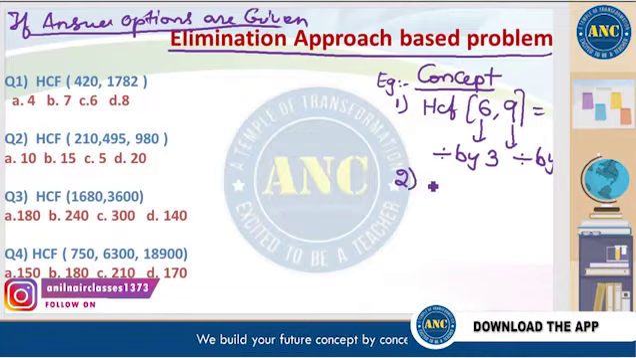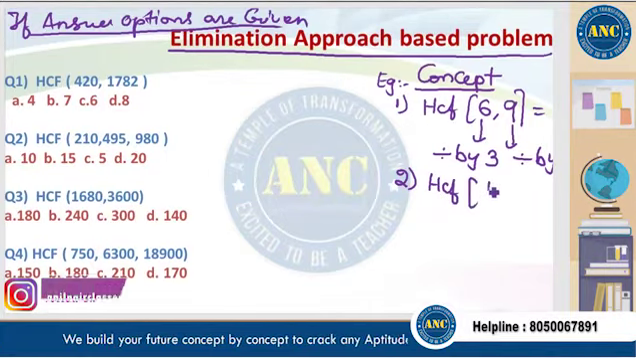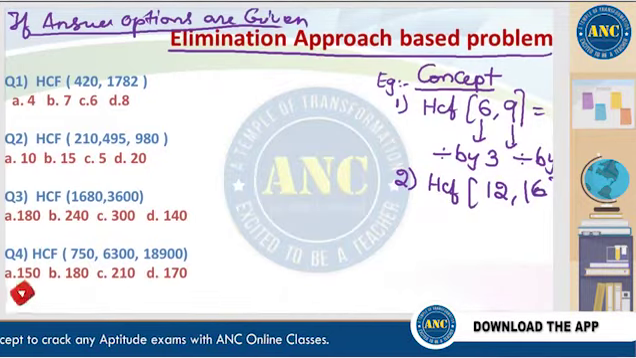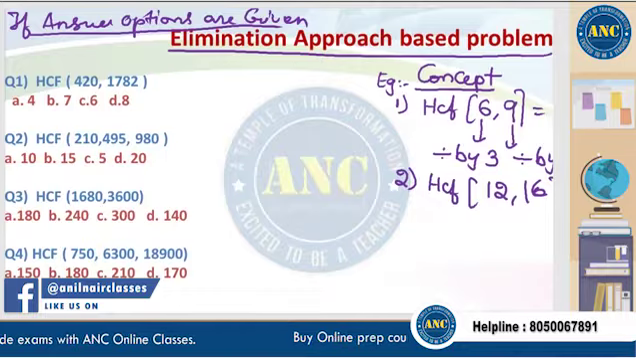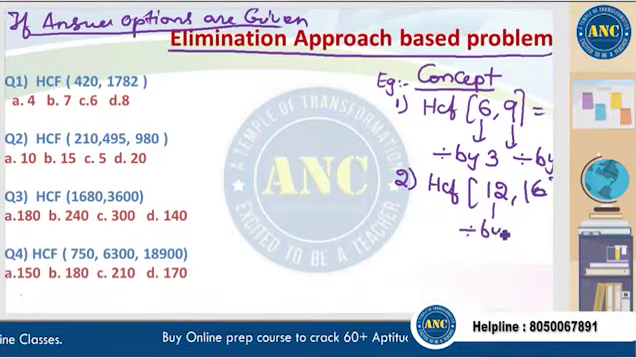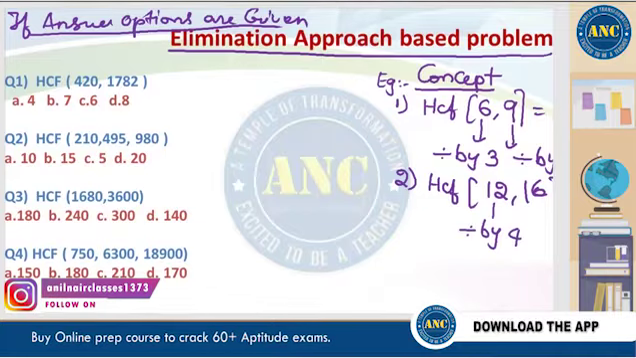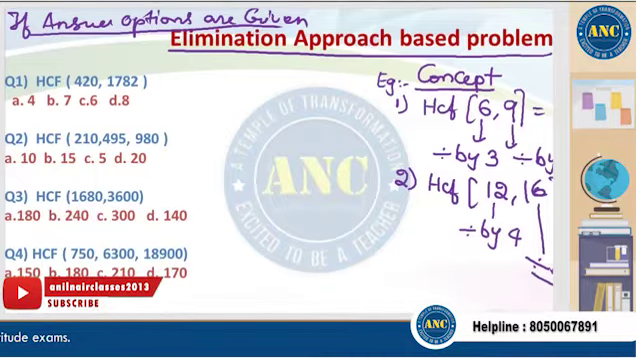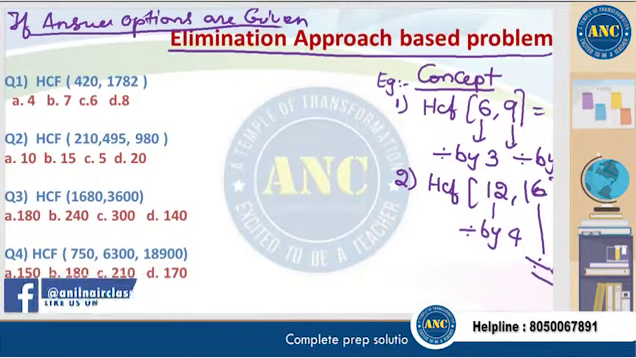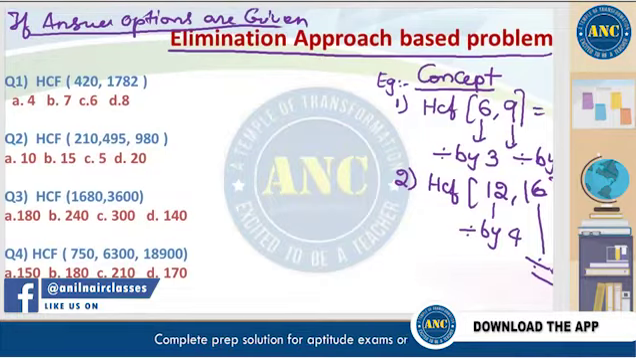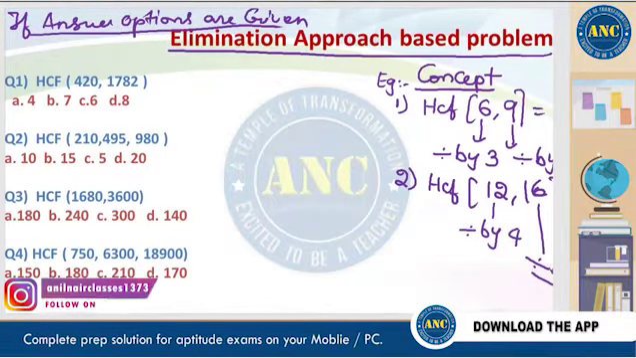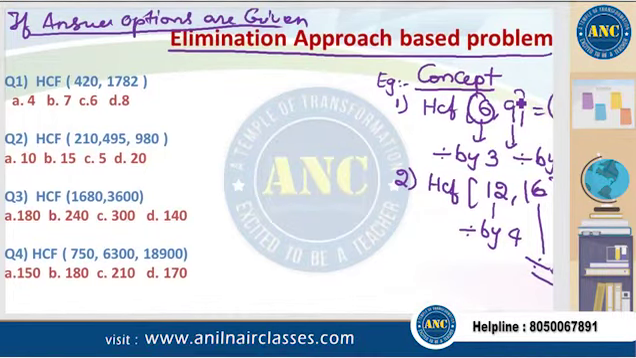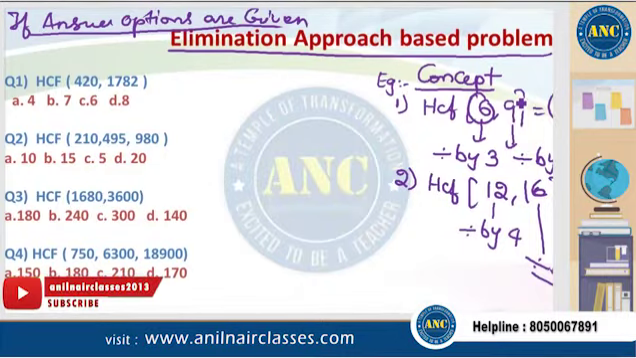One more example. HCF of 12, 16 is nothing but 4. Now if you observe carefully, 12 is divisible by 4, and 16 also is divisible by 4. So if I take two numbers which are divisible by k, the HCF, the answer, is also divisible by k. If I take the answer and one number divisible by k, the remaining number should also be divisible by k.